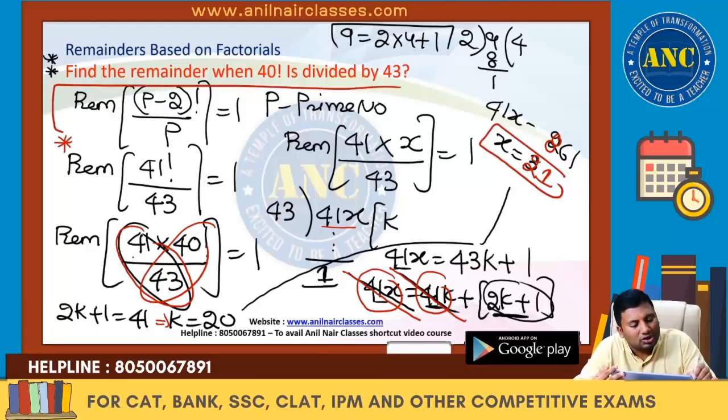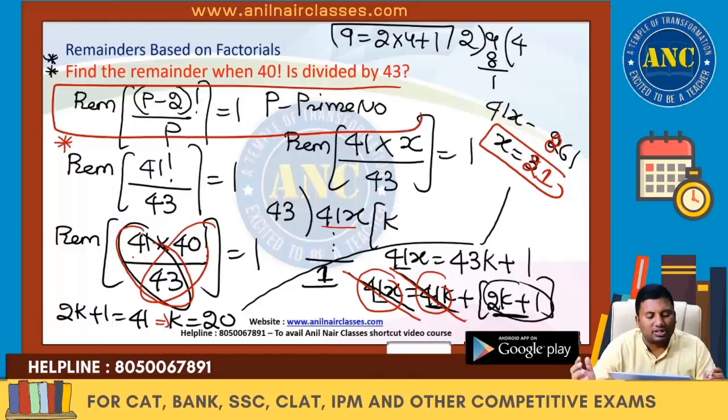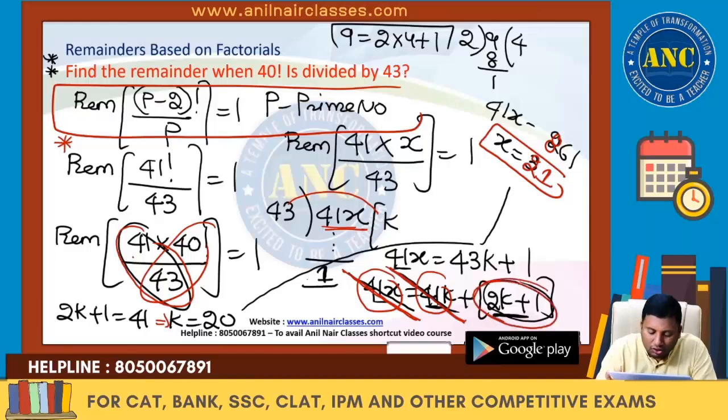There is also a shortcut for that which we will discuss. What are the concepts that we used? Dividend equals divisor into quotient plus remainder. This should be divisible by 41, that means the k value is 20. 43 into 20 plus 1 is 861. So the x value is 21. Idea clear? I will do one more question, then I will tell you the shortcut.